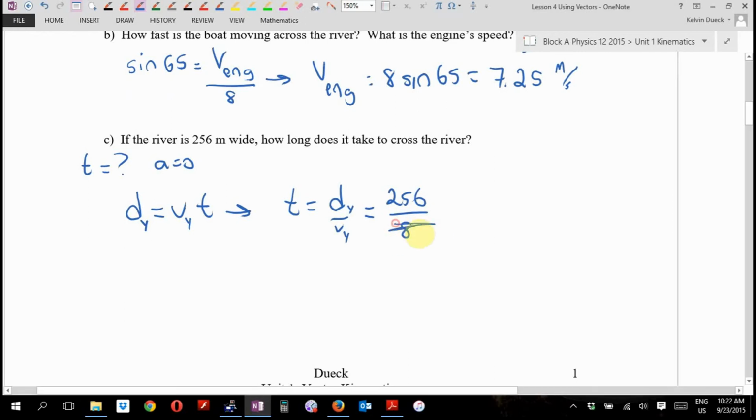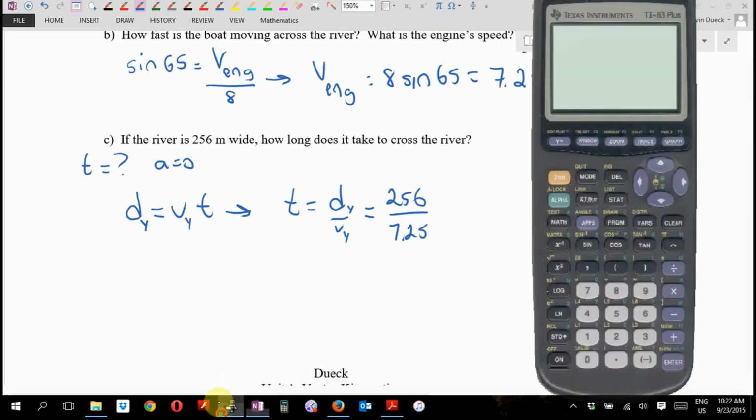So, hopefully you didn't write the 8, because the 8's wrong. You got two options. You could put 7.25, or if you really want to be fussy and accurate, you could go 8 sine 65. But I'm going to put 7.25, because I'm pretty sure my last answer still stored on my calculator, I've got it to 10 decimal places.